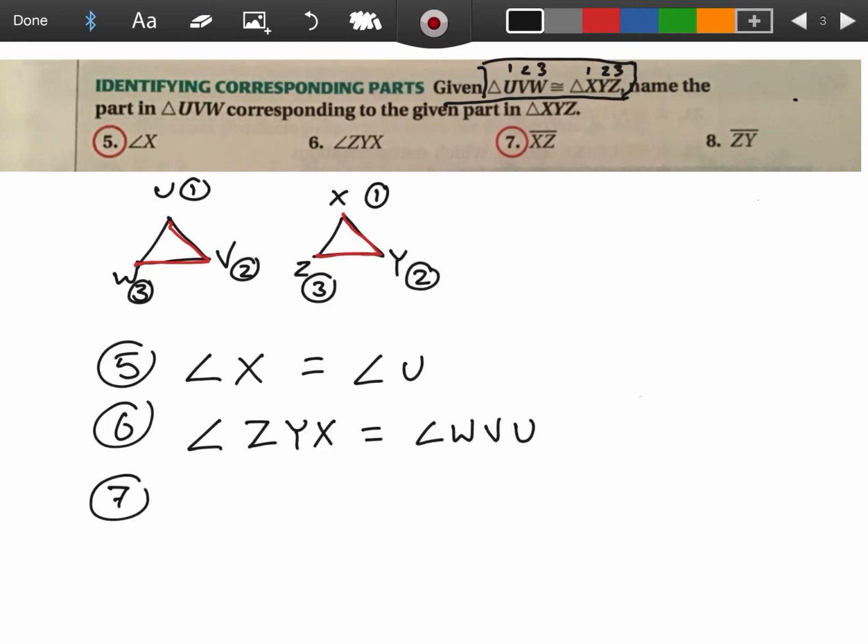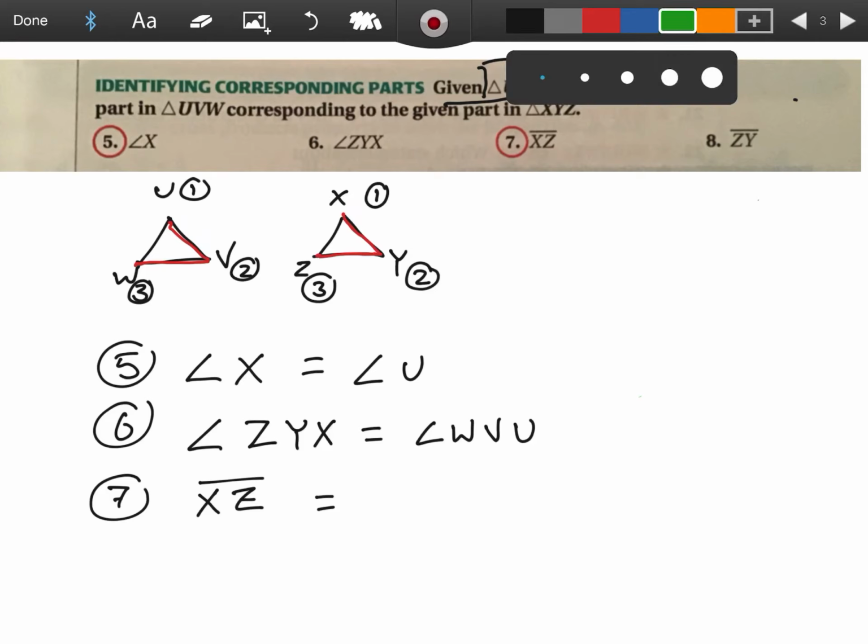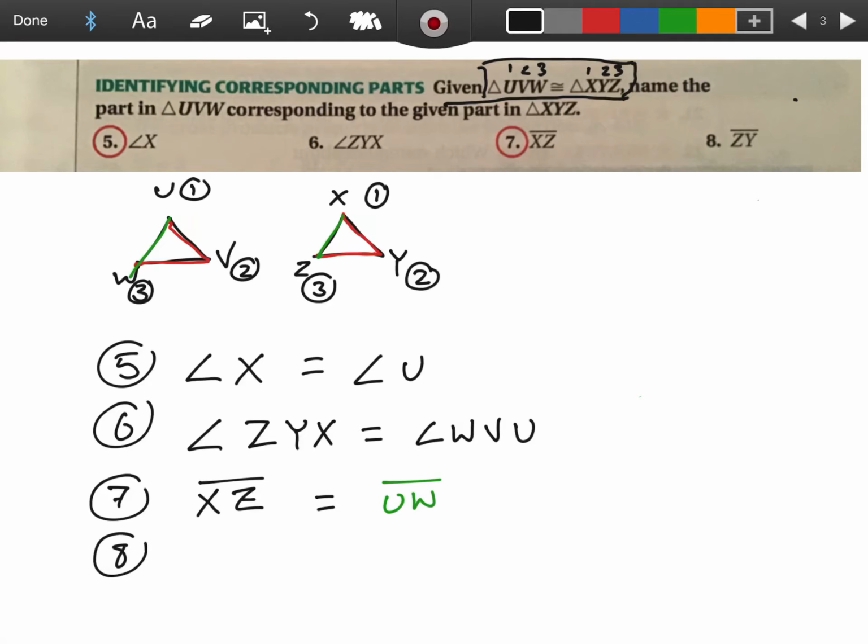Number 7, I've got side XZ. Let's see, I'll do it in green. There's side XZ. I've got to go in the right order, XZ, so 1 to 3. So I'll go 1 to 3 here. So side UW. And the last one's number 8. Number 8 asks, what is side ZY congruent with? Well, where's ZY? Here's Z to Y, so W to V.